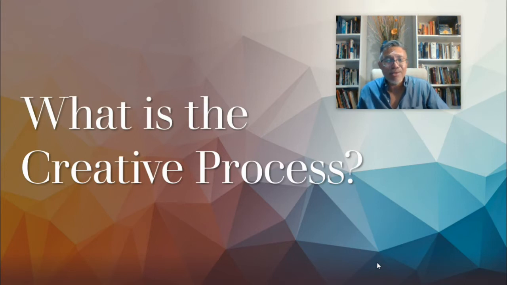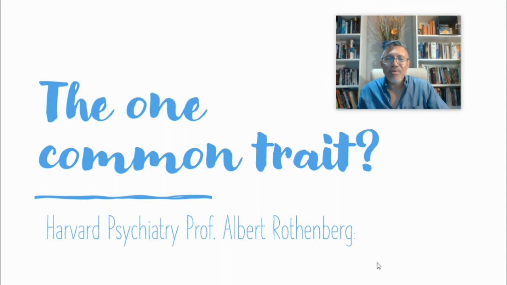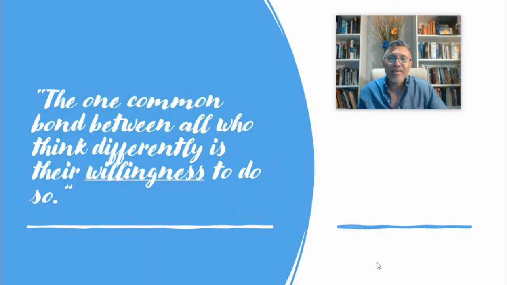Hi everyone, so in this video we'll talk a little bit about the creative process. So remember from last class we talked about the study done by psychiatry professor Albert Rothenberg, where he looked at various creative people to figure out what commonalities they all shared, and he said, look, I found one thing in common. And it wasn't diet, it wasn't upbringing, it wasn't IQ. Do you remember what he found to be the common trait amongst these creative people?